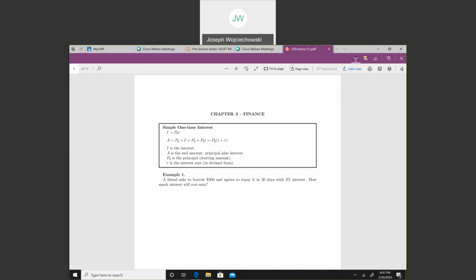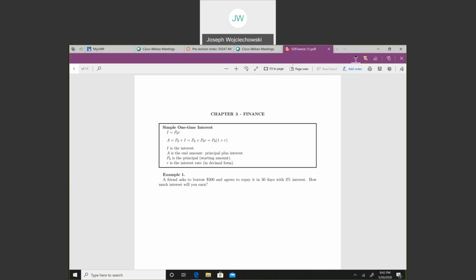In this case, I is the interest, A is the end amount, which is the principal plus the interest, P sub 0 is the principal or the starting amount, and R is the interest rate. And we must put this in decimal form. So let's look at what we have here.